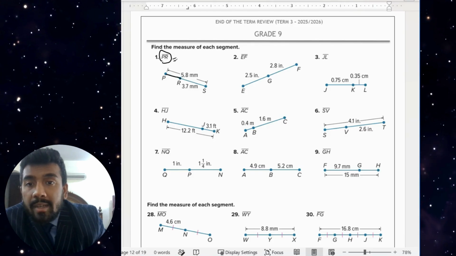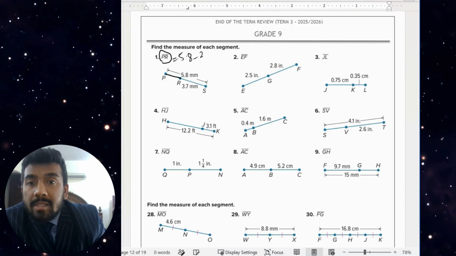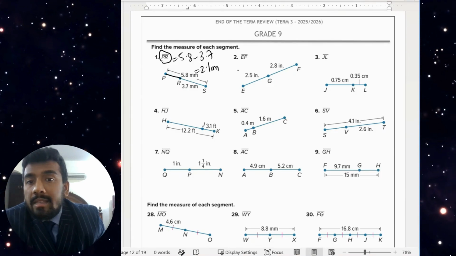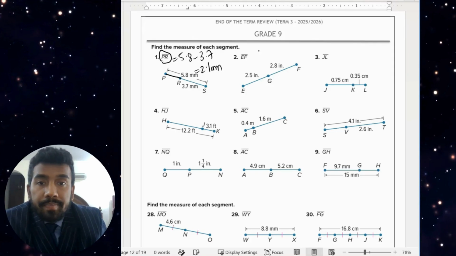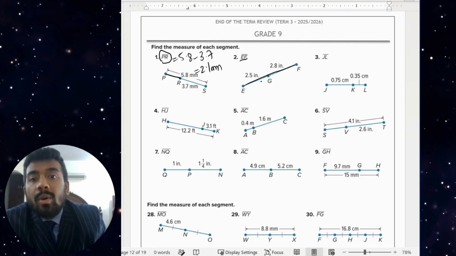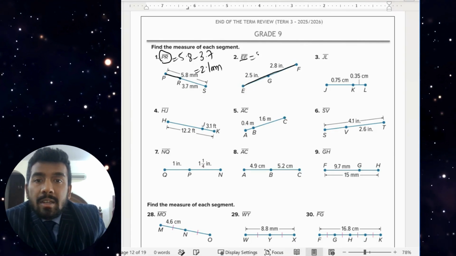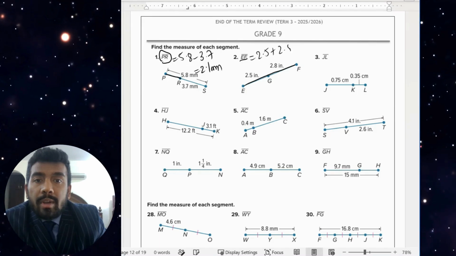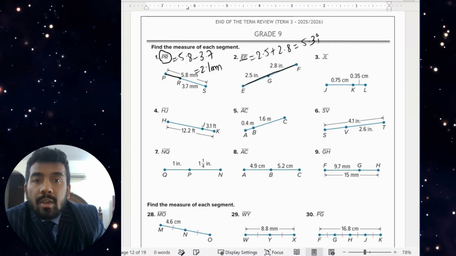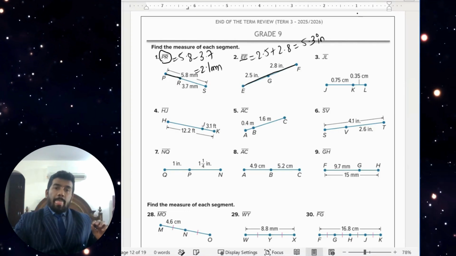So 5.8 minus 3.7. How much will it be? 2.1. Okay. Easy. 2.1 millimeter. Here EF means they want the full. So what will you do? Plus. 2.5 plus 2.8. How much will it be? 5.3 inch. Okay. Pretty much the same.